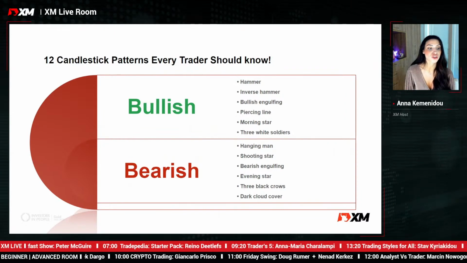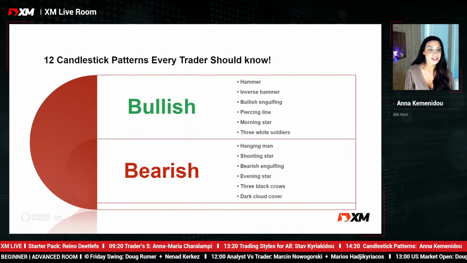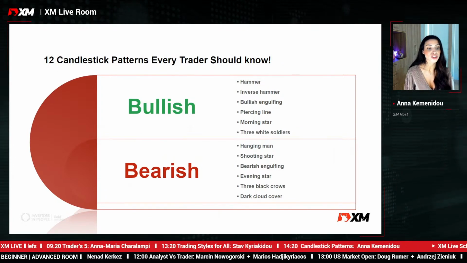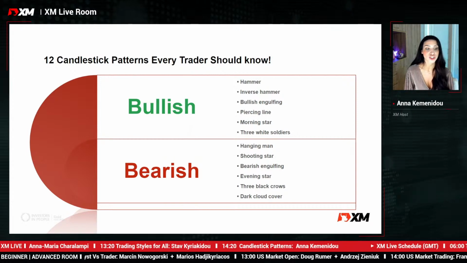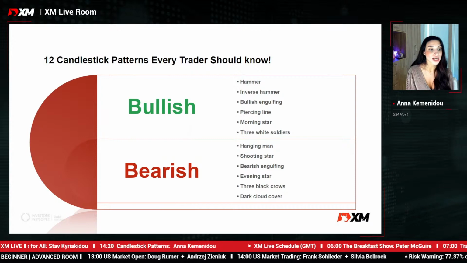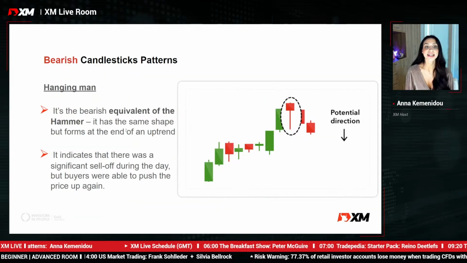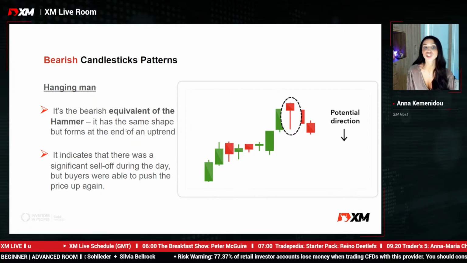Bearish candlestick patterns usually form after an uptrend and signal a point of resistance. Heavy pessimism about the market price often causes traders to close their long positions and open a short position to take advantage of the falling price. So the first bearish candlestick pattern that we're going to be discussing today is the hanging man. The hanging man is the bearish equivalent of the bullish hammer.